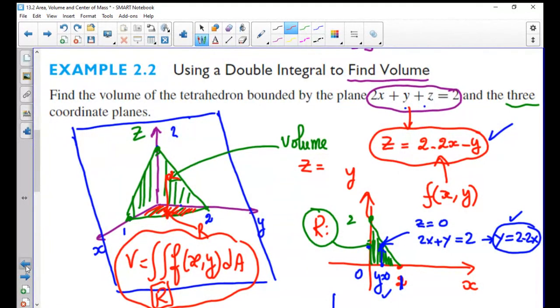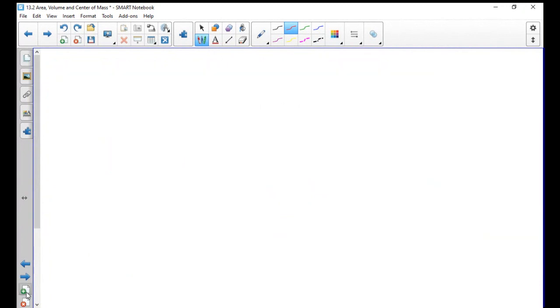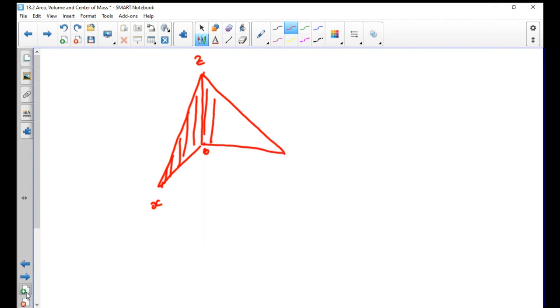Okay, let me open this. Basically what you have is, if you look at that shape, you have the x, z, the x, o, z is one side. Then the z, y axis is another side.